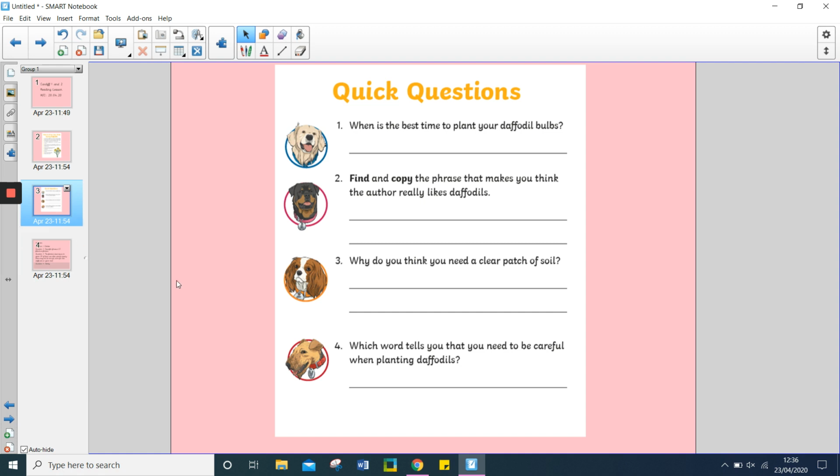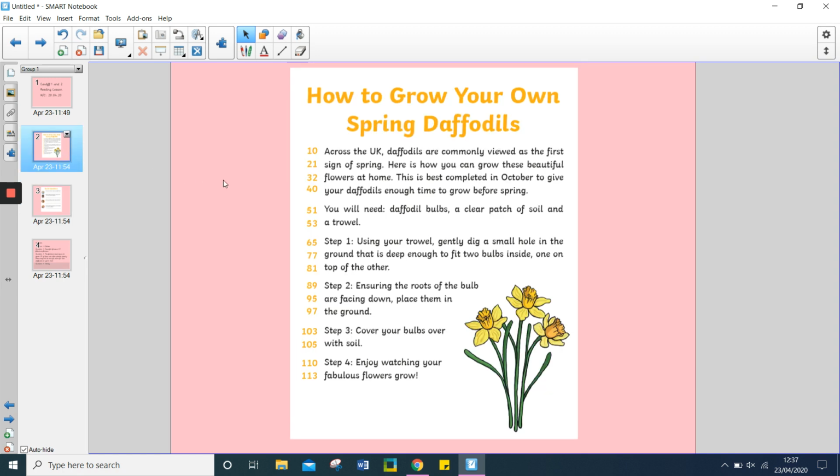Now we're on to the final question. Question 4. Which word tells you that you need to be careful when planting daffodils? So we need to look in the text and find a word that means the same as careful. We've done that before. Can anyone remember what it is called when you've got a word that means the same as another word? I'm going to ask you that at the end, see if you can remember. So let's have a look in the text. Again, I'm going to skim through and scan the text. I'm not going to read it word for word.